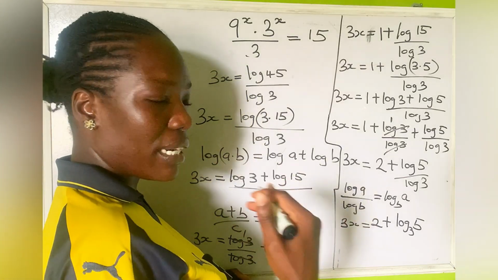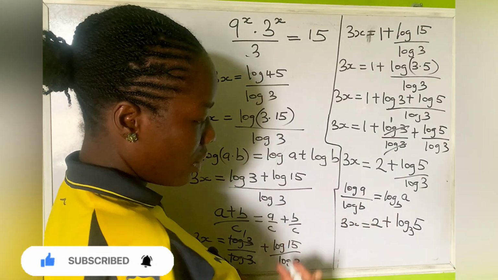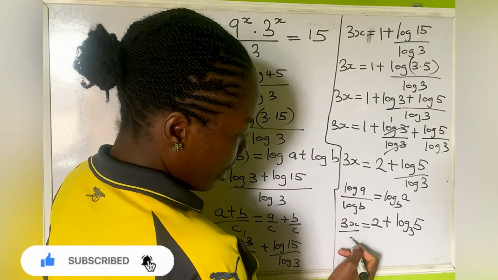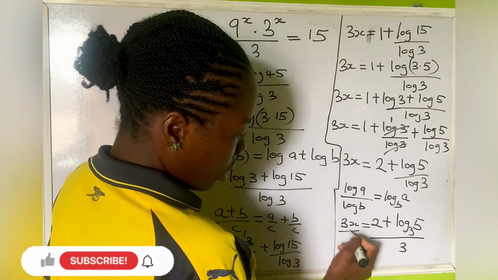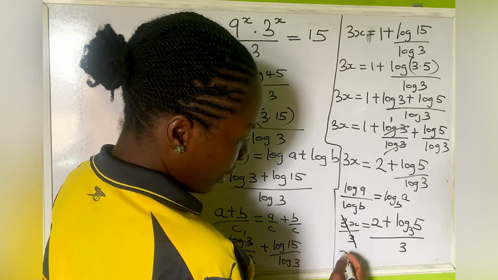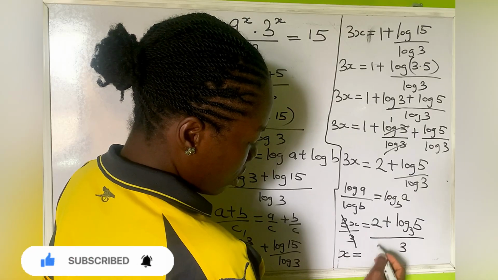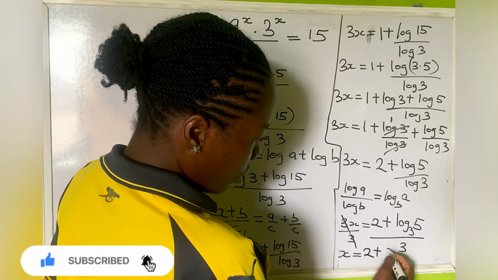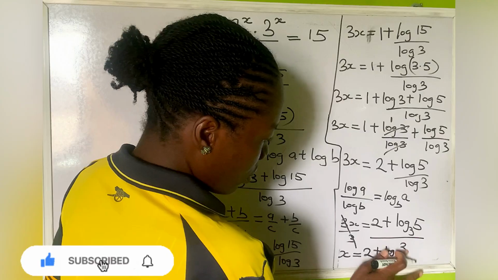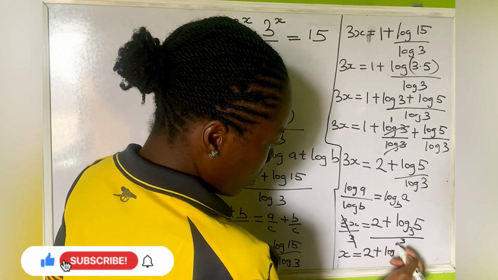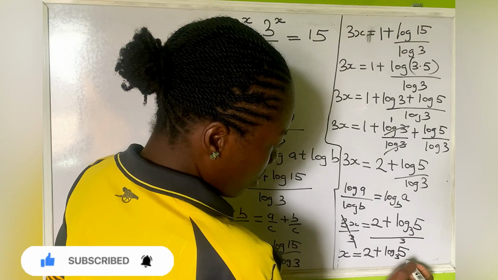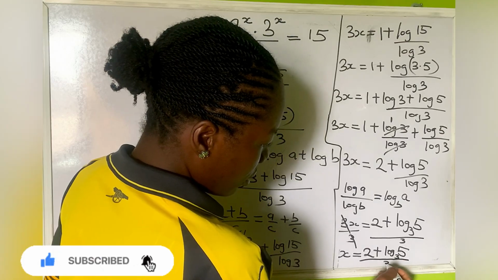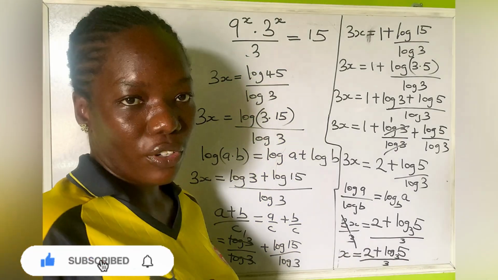Now we are looking for the value of x. I said it is a step-by-step process. So now looking for the value of x, we divide everything here by 3. So 3 here 1, 3 here 1. We now have that x is equal to 2 plus log 5 base 3 all over 3. This is our value for x, but stick around.